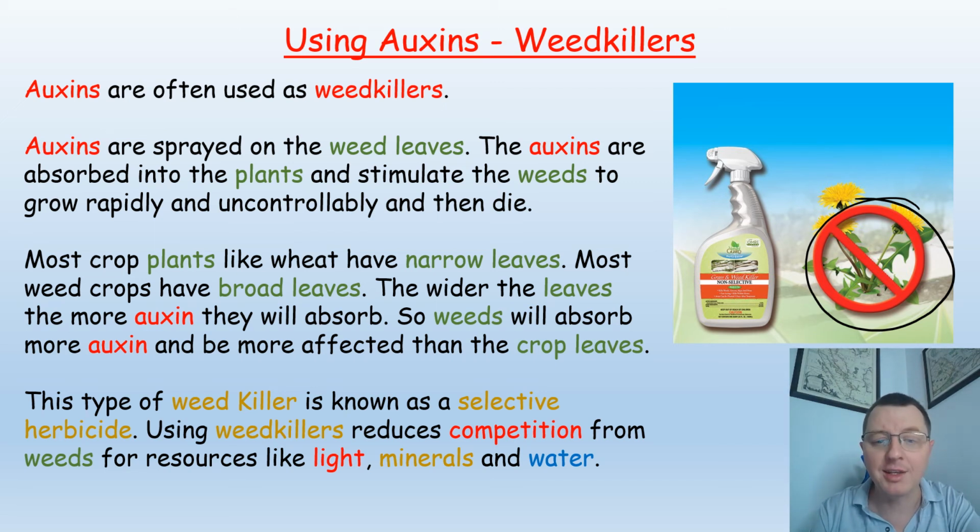This type of weed killer is known as a selective herbicide. Using weed killers will reduce competition from weeds for resources like light and minerals and water. So there's less competition from weeds with the crop plant, and therefore the crop plants will be able to grow better and provide a higher yield to the farmer, which again will provide more food to this ever-growing human population on Earth.